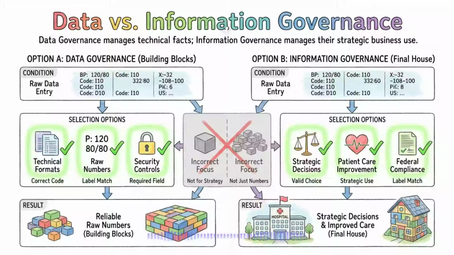You must also understand the clear distinction between data governance and information governance. While data governance focuses on managing the raw numbers and technical formats, information governance takes a much broader view. Information governance focuses on how the entire hospital uses the data to make strategic business decisions, improve patient care, and comply with federal laws. Think of data governance as managing the building blocks, while information governance manages the final house you build with them.